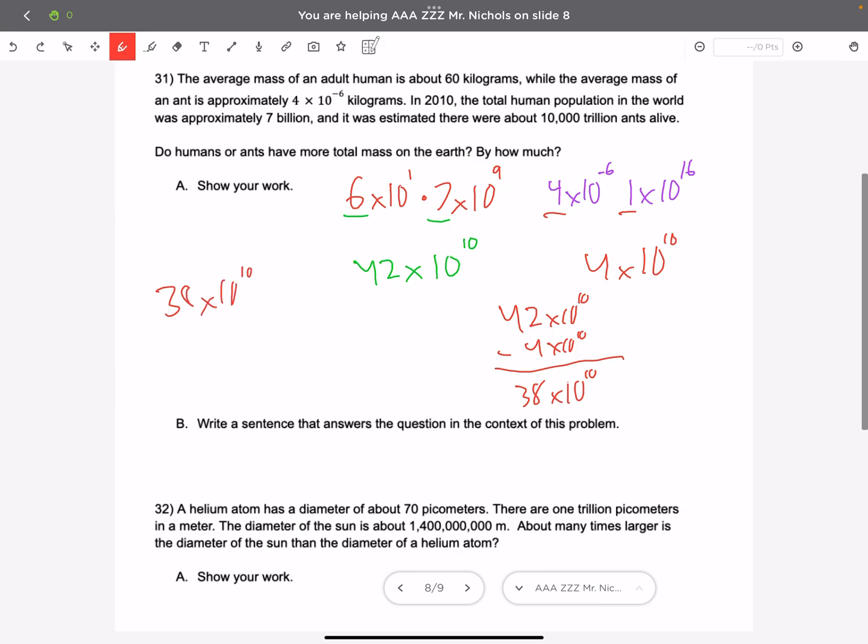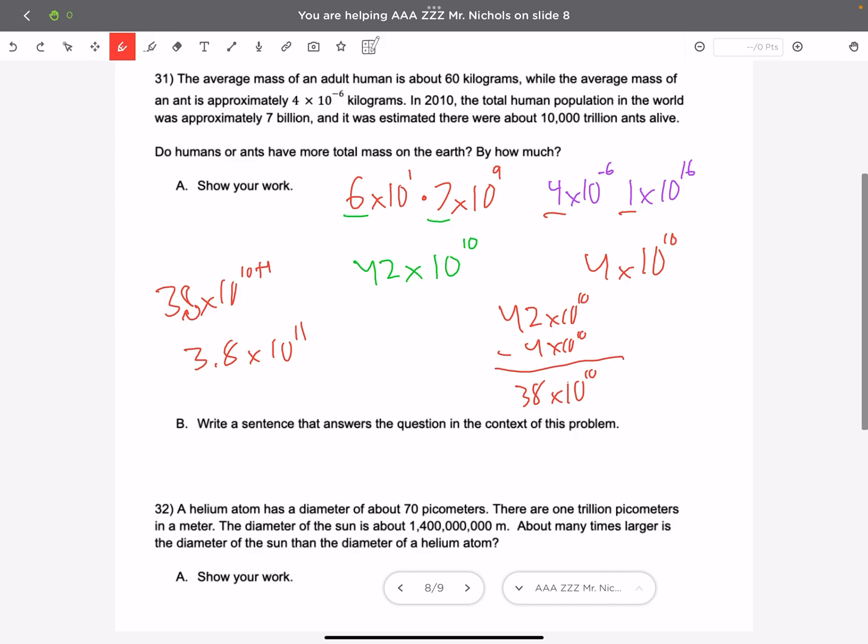But that is not scientific notation, right? I need to move 1 to the left, which means I'm adding 1 here. Right? And once again, the explanation for that is when I move the decimal to the left, it's like I'm dividing by 10, so I need to multiply by 10 here. So it's basically like 10 to the 10th times 10 to the first. I add them together. That becomes plus 1. Right? Erase all this. And I end up getting 3.8 times 10 to the 11th kilograms. That's how much more mass of humans on Earth than ants.